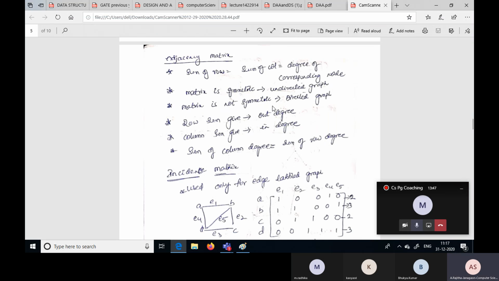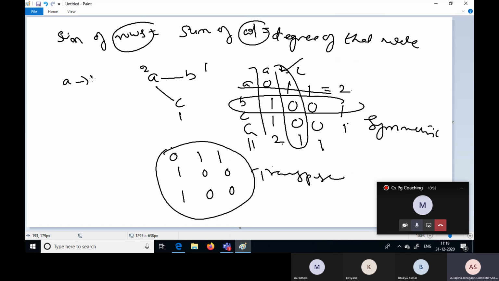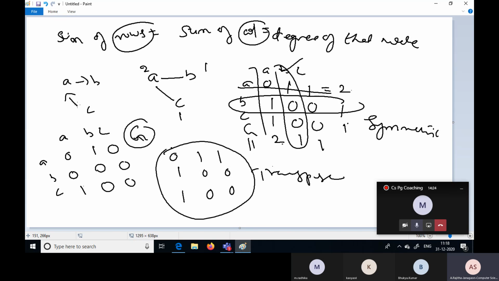Point: the matrix is not symmetric if it is a directed graph. That means suppose you observe here, this is a directed graph like this. Now write down the adjacency matrix for this one. A to A there is no edge, A to B some edge is there, A to C there is no edge. From B to B there is no edge. In the same way B to C also there is no edge. And coming to C to A, one edge is there, and there is no edge from C to B, and no edge from C to C. So this is the matrix we are finding for this particular graph.